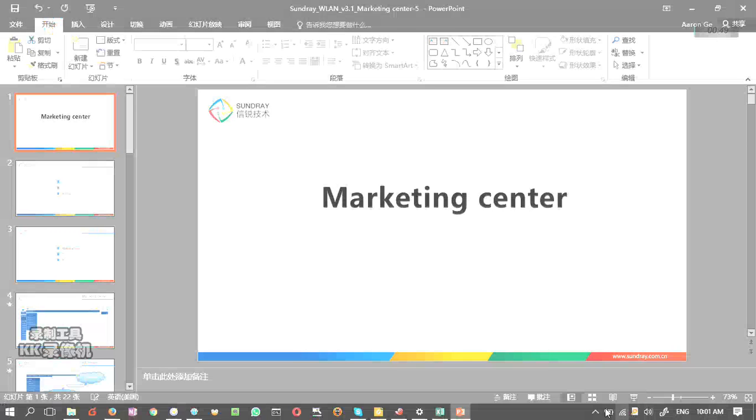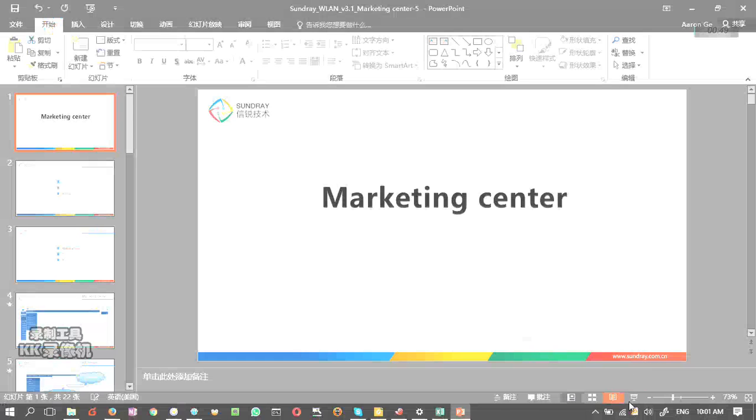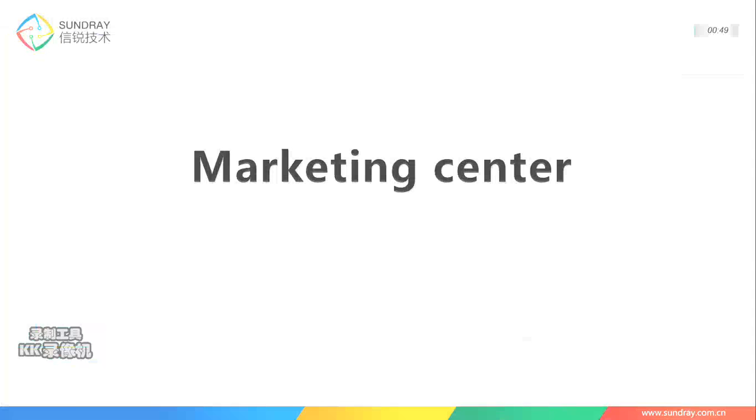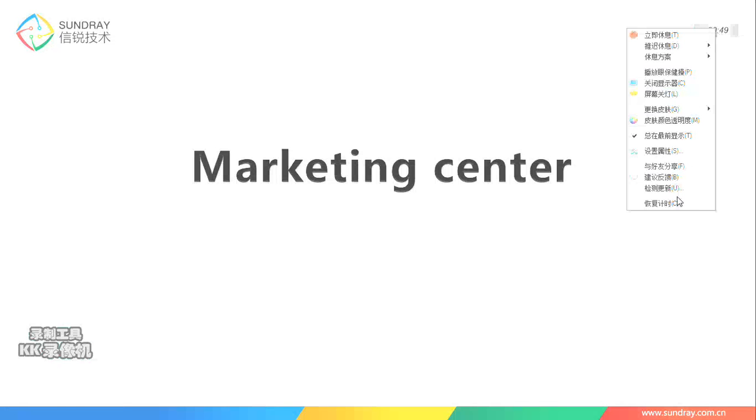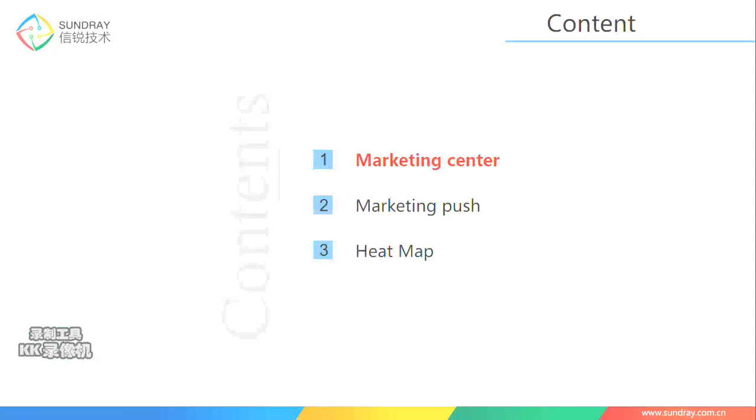So in the morning we'll go through the features of the marketing center. For marketing, we have a separate portal for managing the marketing features, like pushing messages, and also the access state analysis in a separate portal. For the marketing features, we need the marketing license for the access point, and it's based on the amount of access points. So this is what we need to care about.